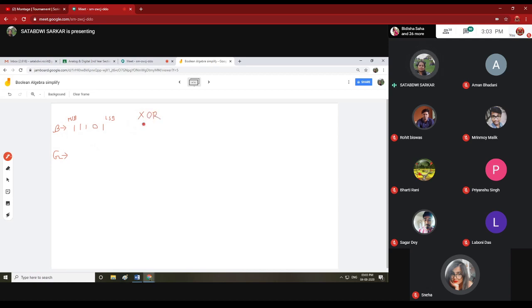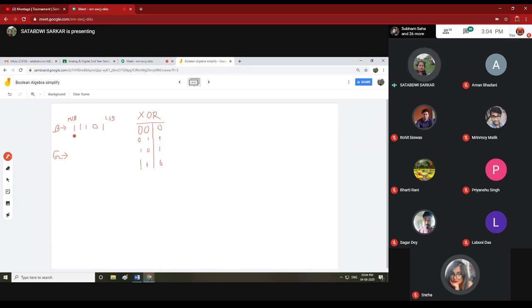So what is the truth table of XOR? The truth table of XOR is very simple. If we get 1 1 or if we get 0 0, then it becomes 0. Or if the value of A or B is changed, that is 0 1 or 1 0, then it is 1. So this is the truth table of XOR gate. If the inputs are changed, then the output is 1. If the inputs are same, then the output is 0. So we have to follow this table.